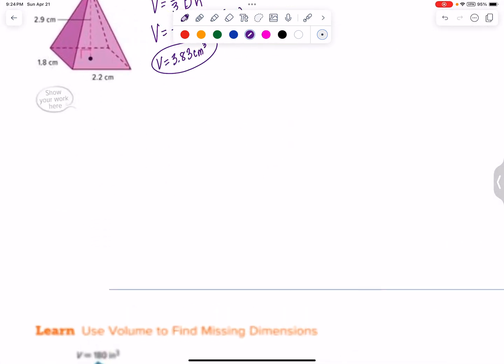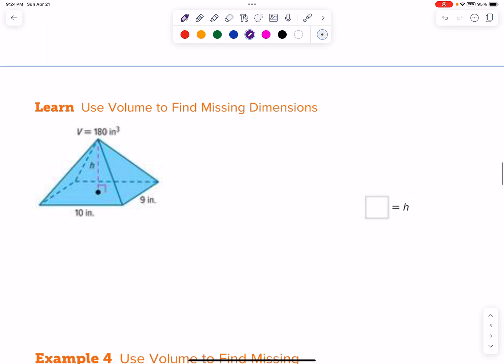Okay. All right, let's go ahead and move down to this. Okay. So this time is just that reverse where we have the volume. So it's nothing different. You're just going to plug in what you actually know. Okay, so volume equals 1/3 big B times H. Remember, you don't have to remember them. Okay, you can look at the formula sheet every single time.